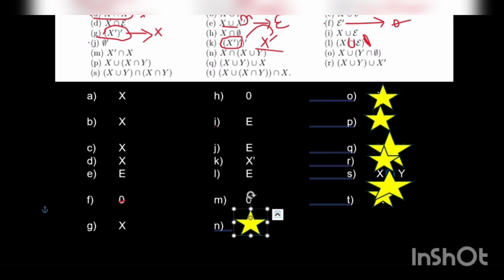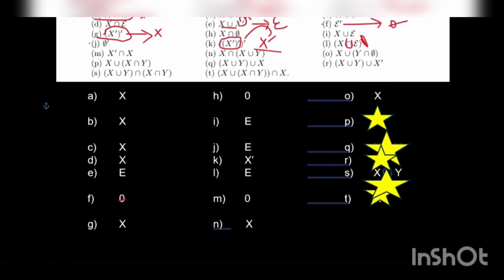So for N, we see that X is intersecting the union of X and Y. So X and Y is everything inside, but what are we actually looking for? The intersection, and the only common elements, since X and Y is combined, will be X itself. So with O, you have the union of X and Y and nothing. Anything that intersects nothing is nothing. Okay, and the union of nothing and something is the something.